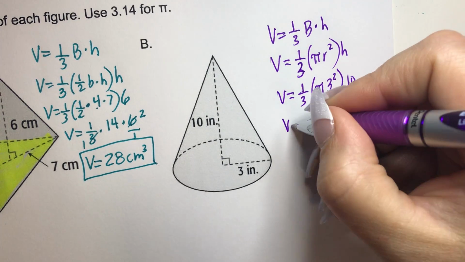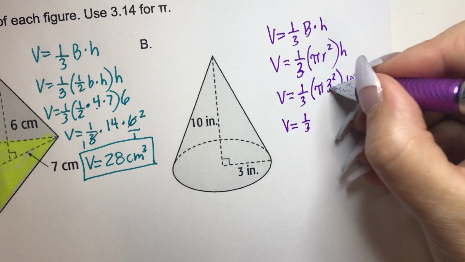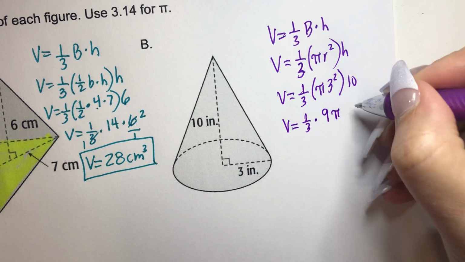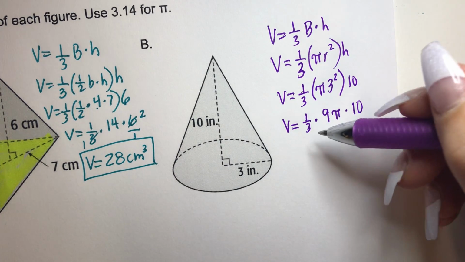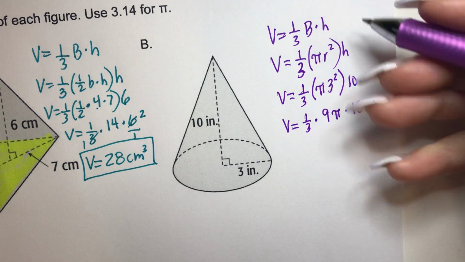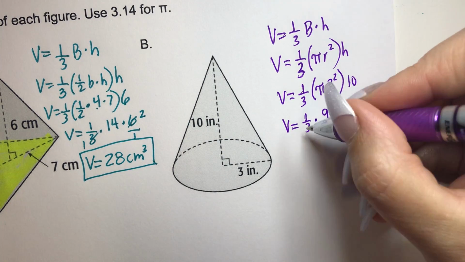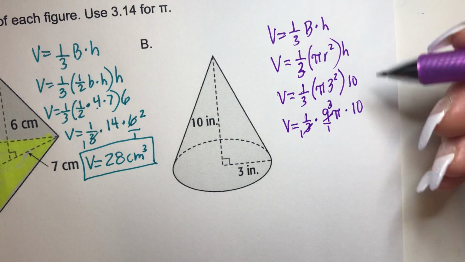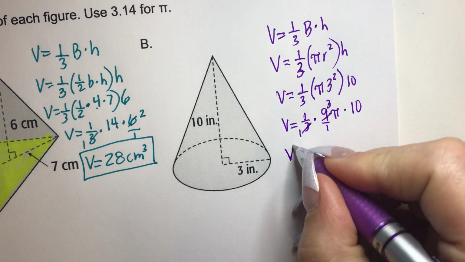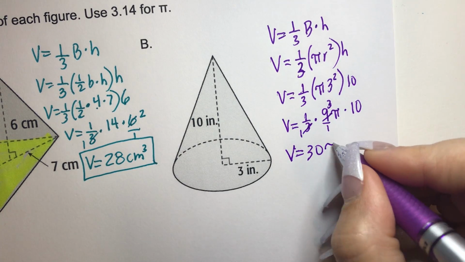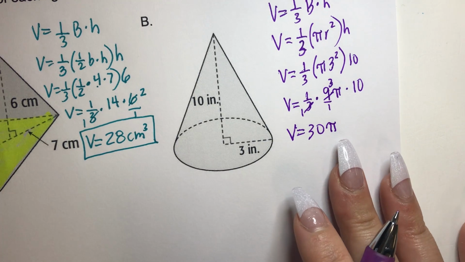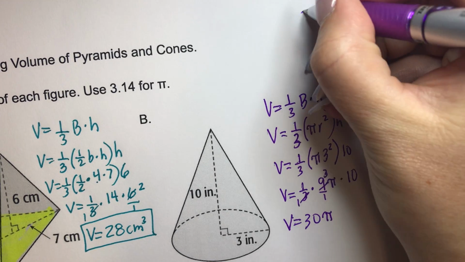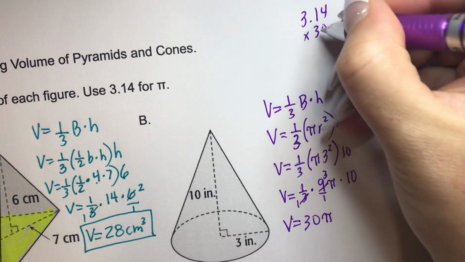Okay, so I end up with 3 squared, which is the same thing as 3 times 3, which is 9. So 9 pi times 10. 1/3 times 9, they have a common factor of 3. 3 goes into 3 one time, 3 goes into 9 3 times. So I basically have 3 times 10, which is 30 pi. And we know that pi is 3.14, right? So I'm going to take that up here, and I'm going to go 3.14 times 30.